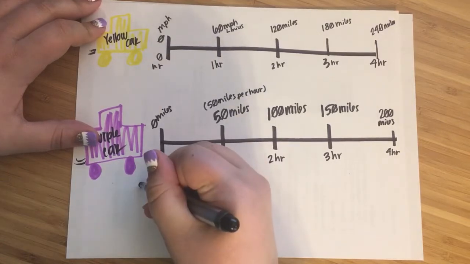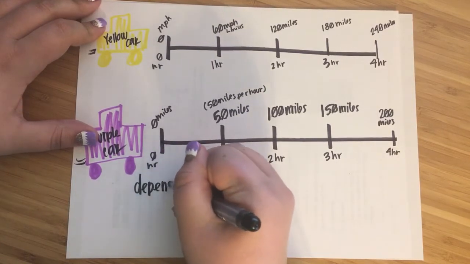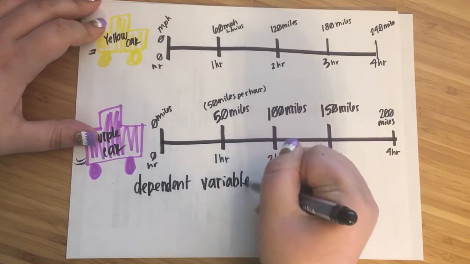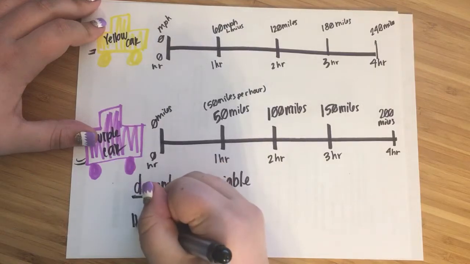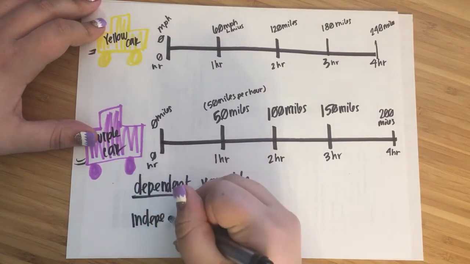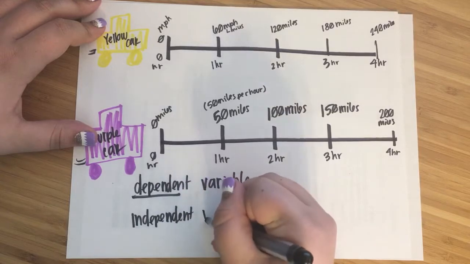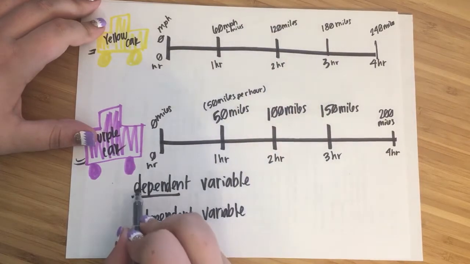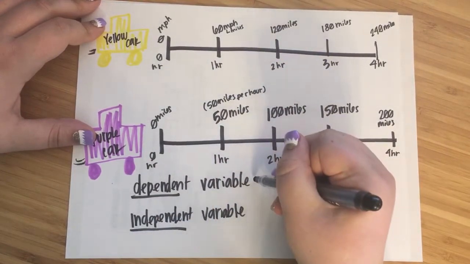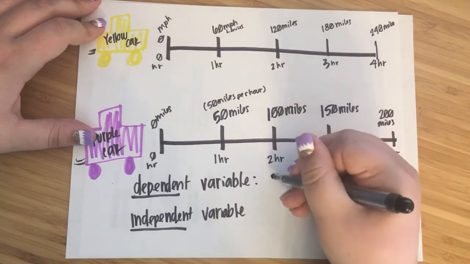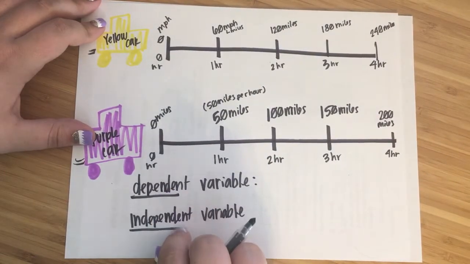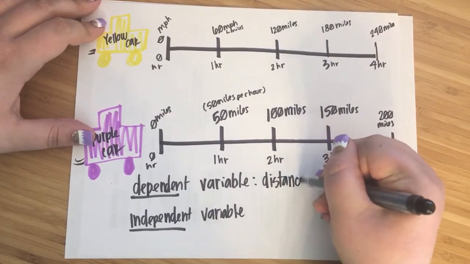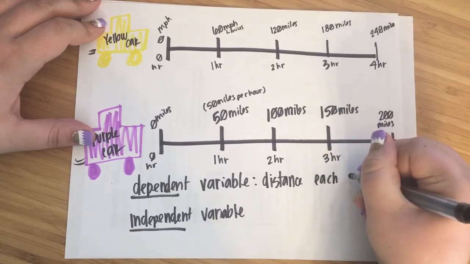So there are two variables we're looking at, a dependent and an independent. So when these things are related, we know that there's a dependent variable and an independent variable. The distance that these cars go depends on the time. So after each time, they're going a different distance. But the dependent variable, it depends on the time, is the distance it goes. The independent variable is the time.